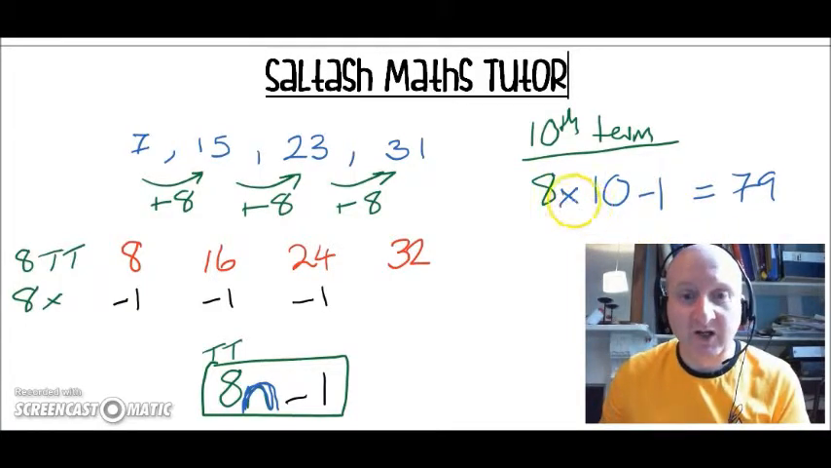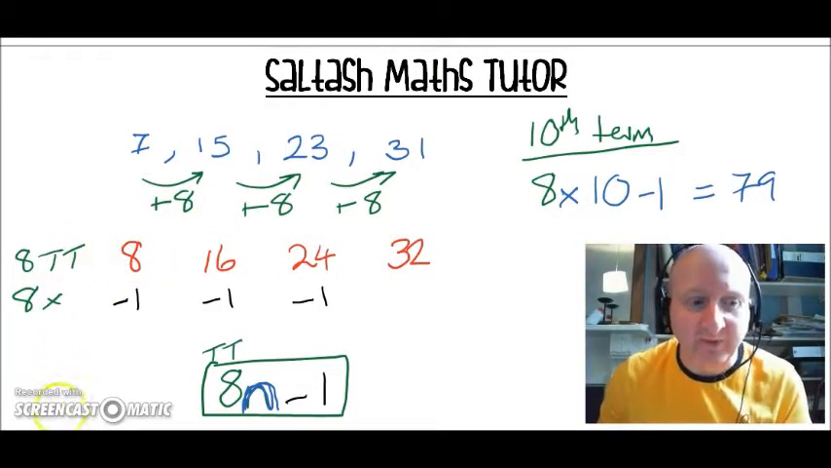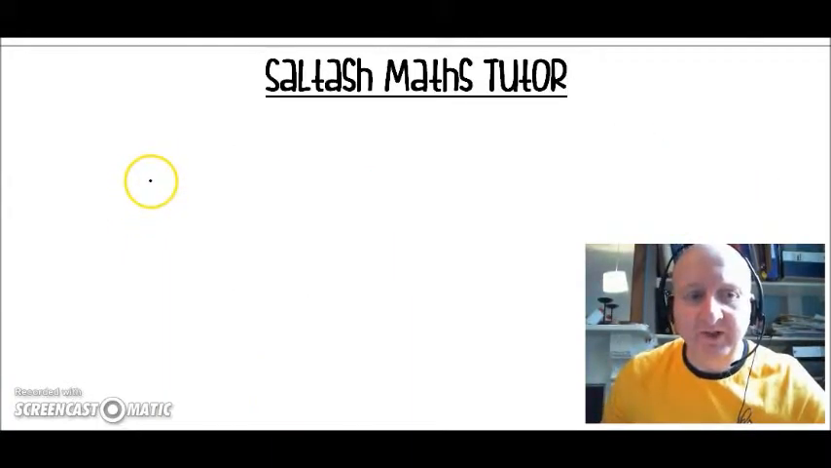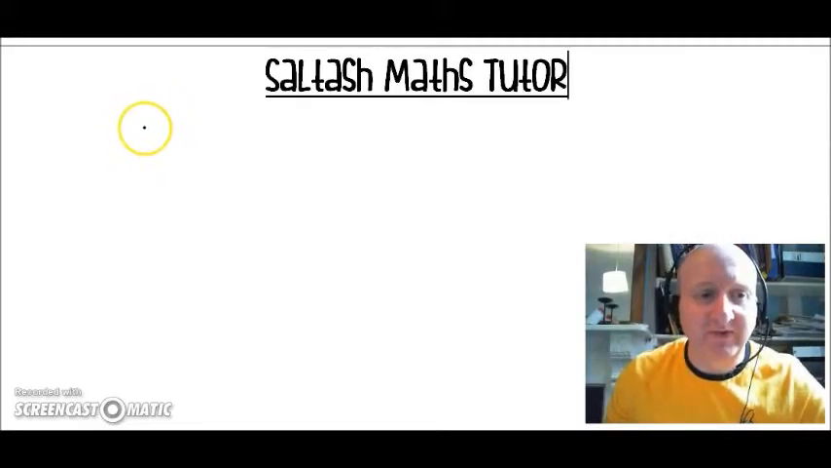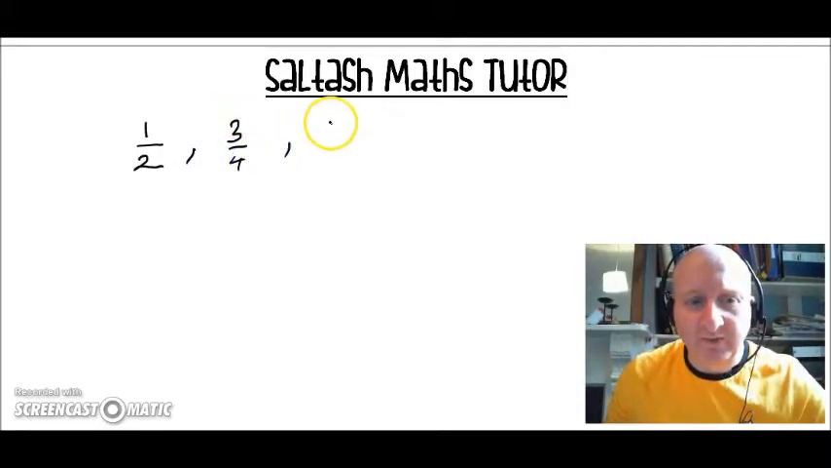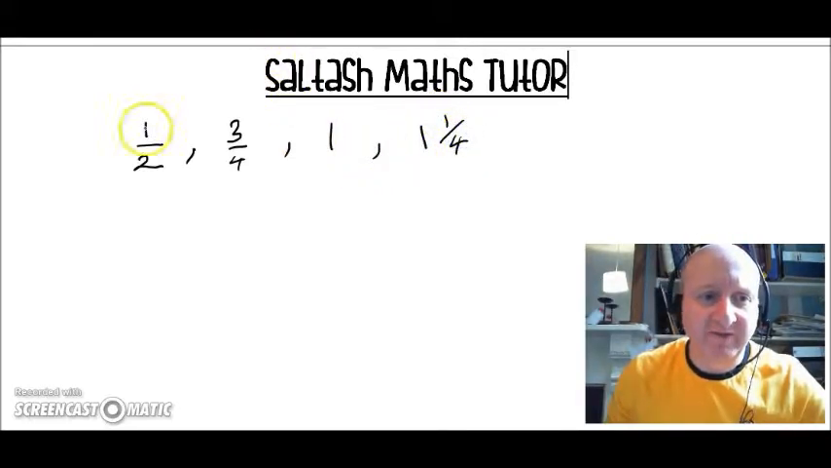Okay, one more, which is a fraction example, and you'll see that this is fairly easy as well, I hope. Now, the key to fractional nth term problems is not to freak out about it, it's just to have a little look at it. So here we go. If I've got a half, and I've got 3/4, and I've got 1, and I've got 1 and a quarter, what's the first thing I'm going to do? I'm going to find the difference.